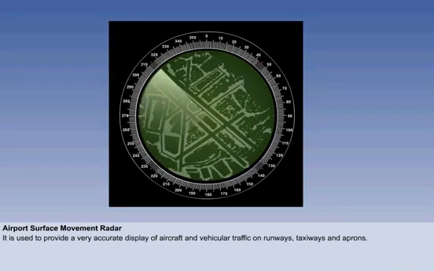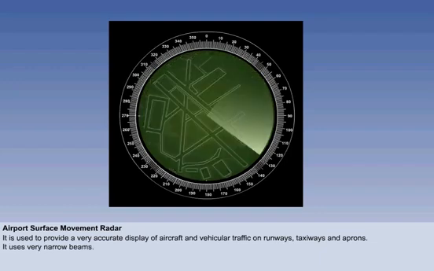Finally, there is Airport Surface Movement Radar, also called Airfield Surface Movement Indicator, ASMI, or Aerodrome Surface Detection Equipment, ASDE. It is used to provide a very accurate display of aircraft and vehicular traffic on runways, taxiways and aprons. The very high definition is achieved by using a very narrow beam.